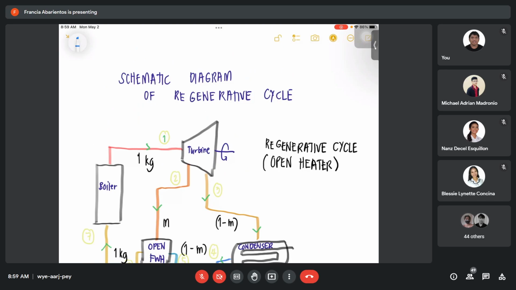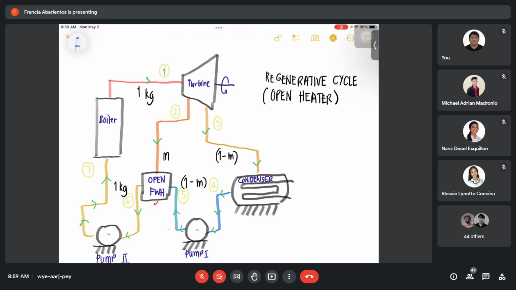Punta tayo dun sa closed feed water heater. So, if the open feed water is not complicated, kasi ang open feed water heater natin is basically a mixing chamber where the steam extracted from the turbine mixes. Ayan, dito sa open feed water. So, it mixes with the feed water exiting the pump. So, that is the first consideration in an open feed water heater. Yan, so makukompute natin yung mass of the bleed steam.